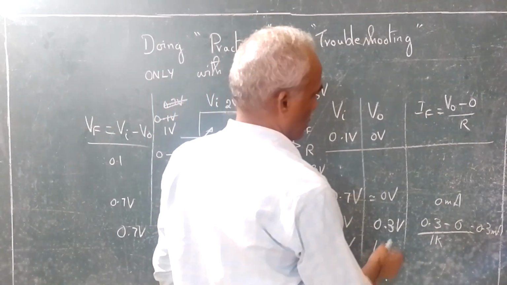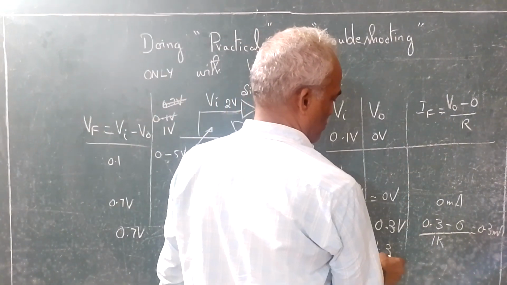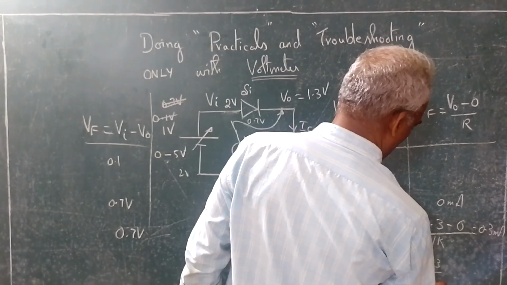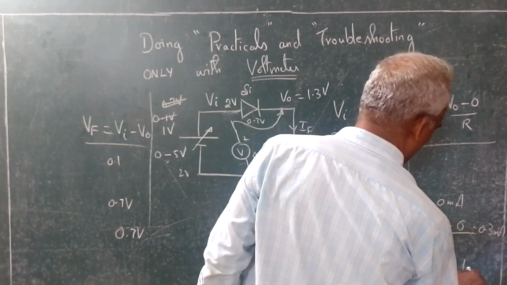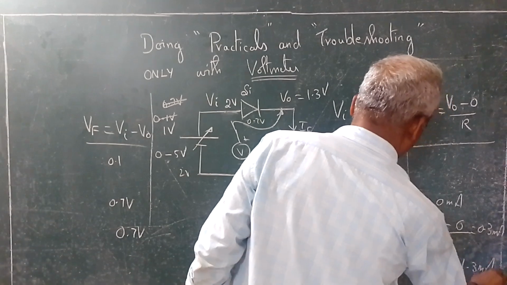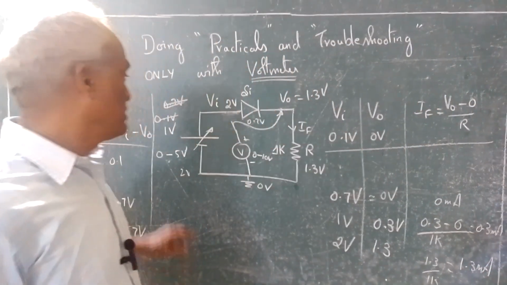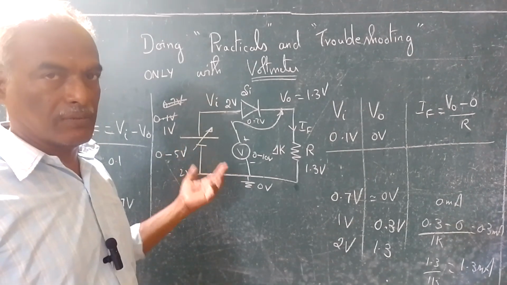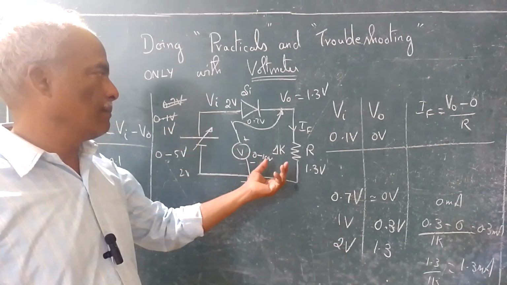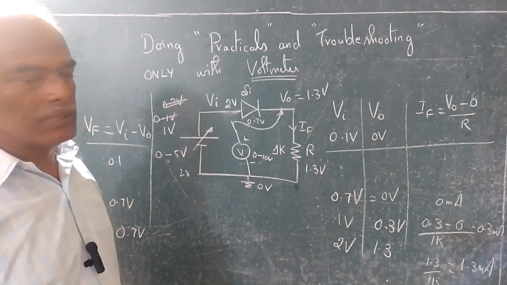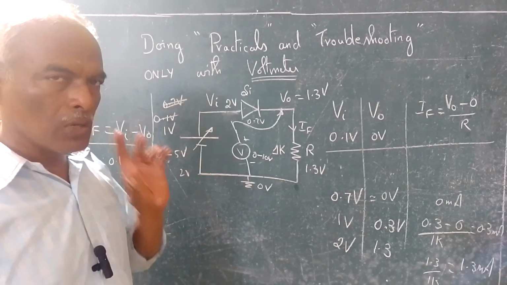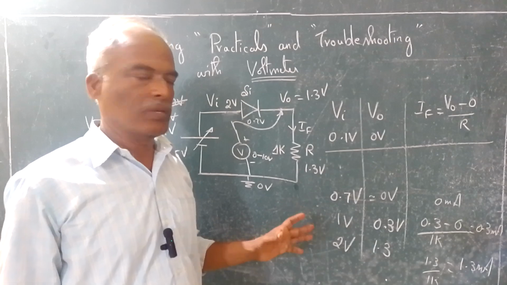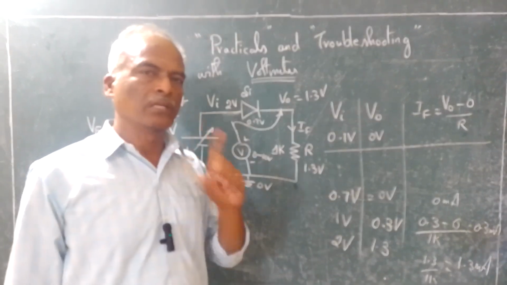Now we have to find the forward current. 1.3 minus 0 is 1.3, divided by 1K, which is going to give you 1.3 milliamps. Likewise, you can increase the voltage up to 5 volts or 7 volts or up to 12 volts. Choose the correct value of resistor. So by this method, without using an ammeter, we can do the experiment, just by using a single voltmeter.